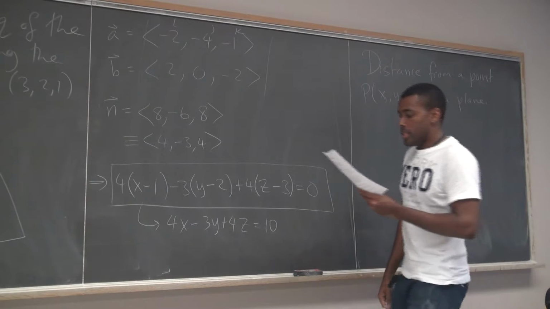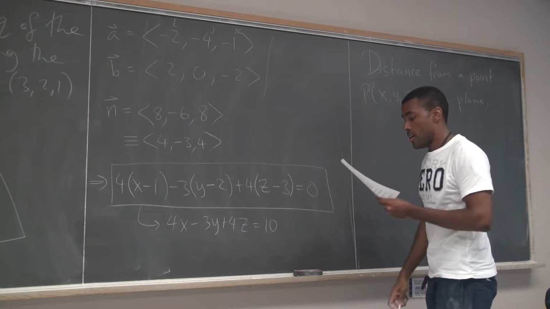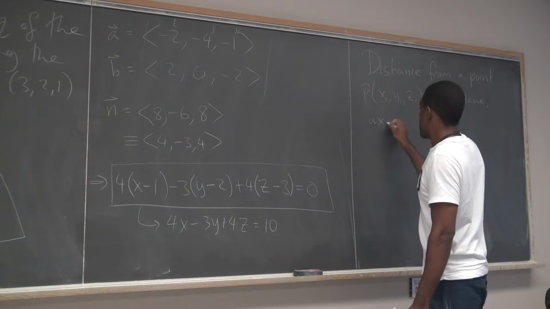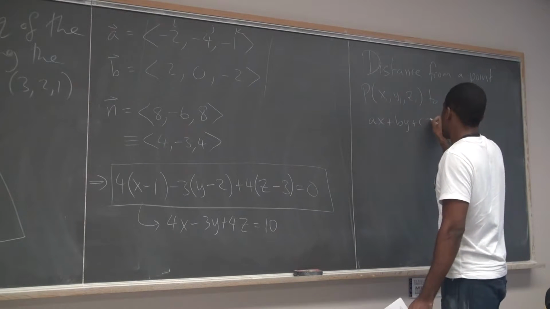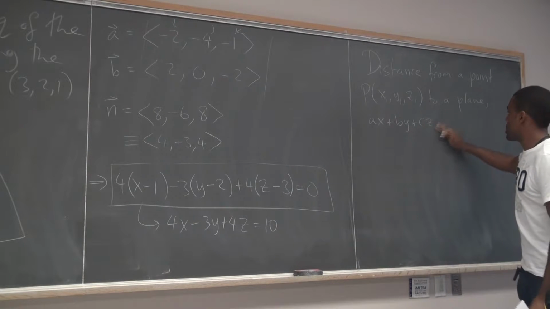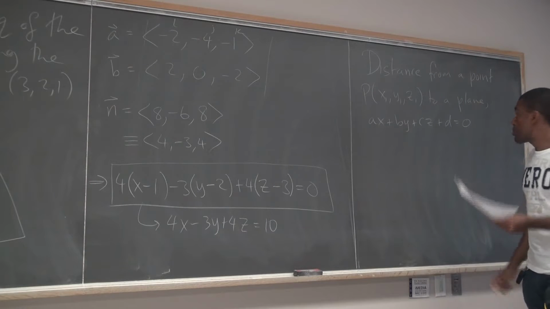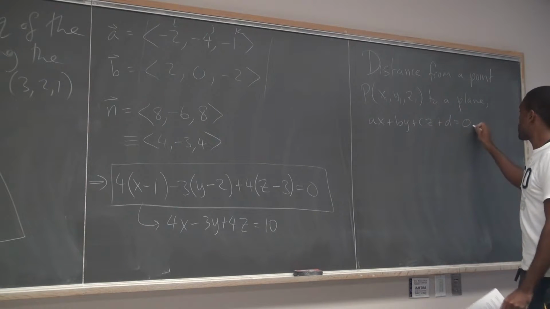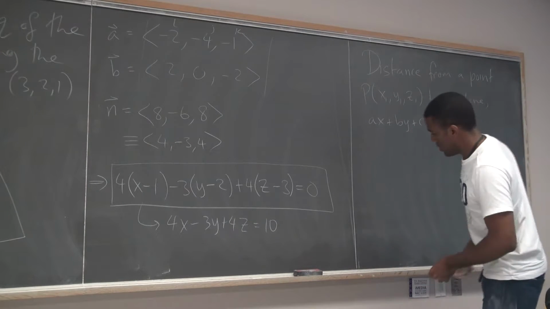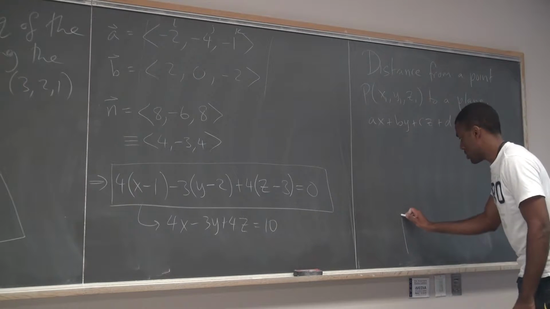We often need to find the distance of things, let's say to a plane that I can write as ax plus by plus cz plus d equals 0. So we want to figure out a formula for this. I'm just going to show you how it's done.